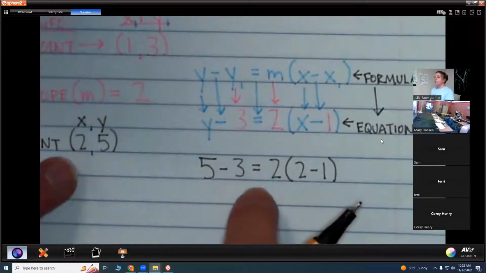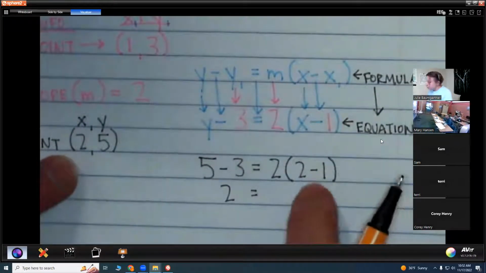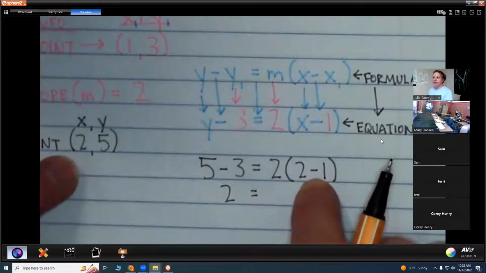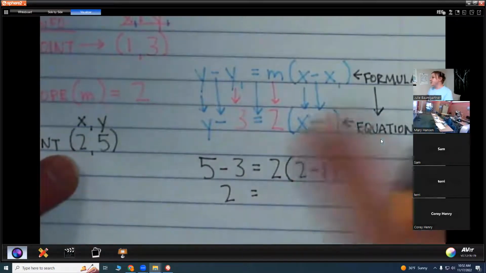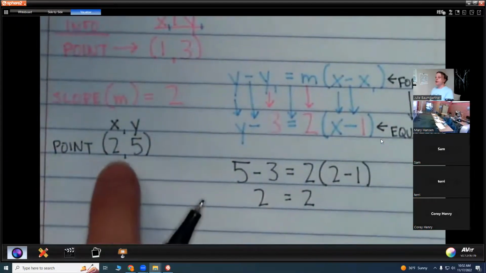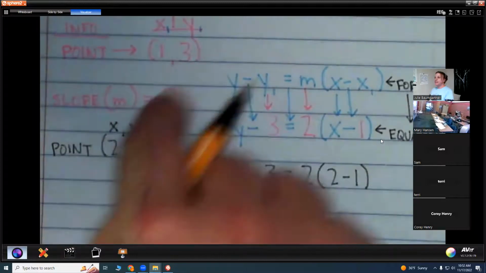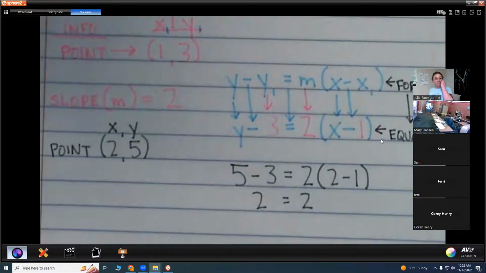Working left to right, I need to work inside my parentheses first before I do my multiplying. So 2 minus 1 is 1. 2 times 1 is 2. So is 2,5 on this line here? Yeah, because 2 equals 2. Yep. All right, a little better.